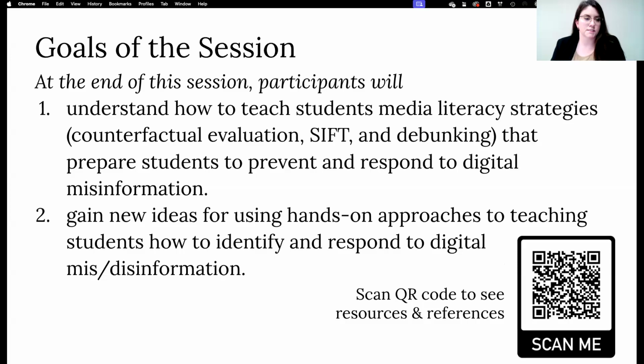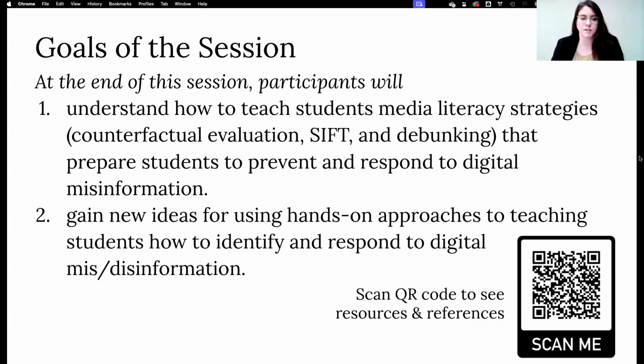All right, so let's dive into the goals of our session today. By the end of today's presentation, participants will understand how to teach students some really powerful media literacy strategies, including counterfactual evaluation, SIFT, and debunking. And these are really crucial tools that equip students to not only recognize misinformation, but also effectively respond to it.